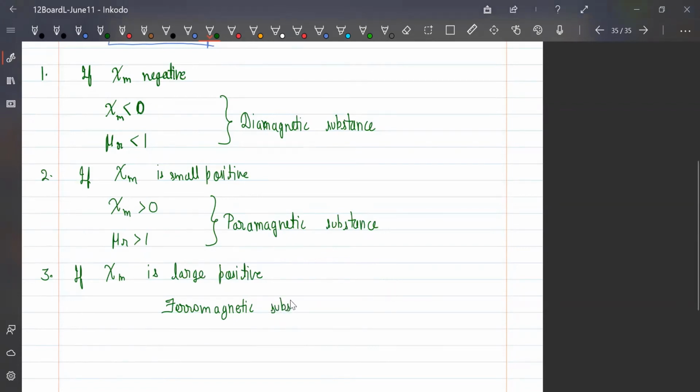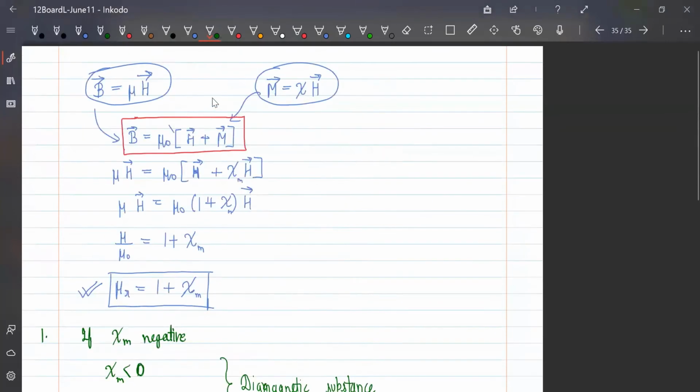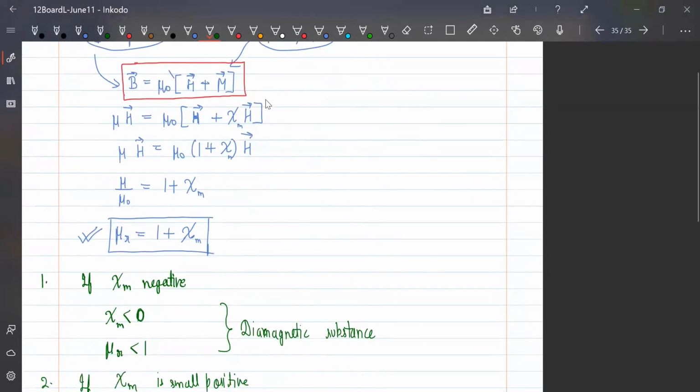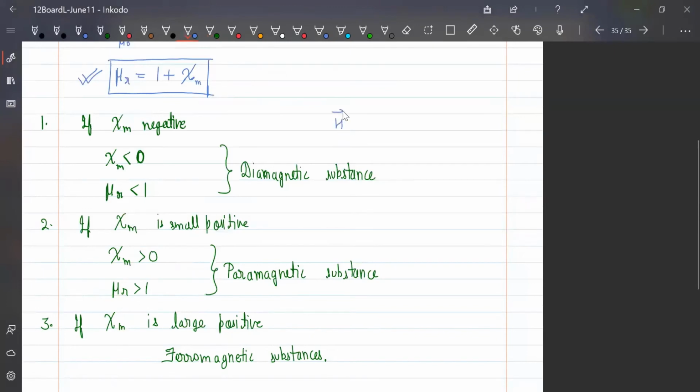These are ferromagnetic substances. So diamagnetic substances have negative xi m. Xi m negative means you can see from this relation that the induced magnetization is in the opposite direction of the external field. So H vector and M vector have opposite directions. So the net magnetic field inside becomes even less than before.